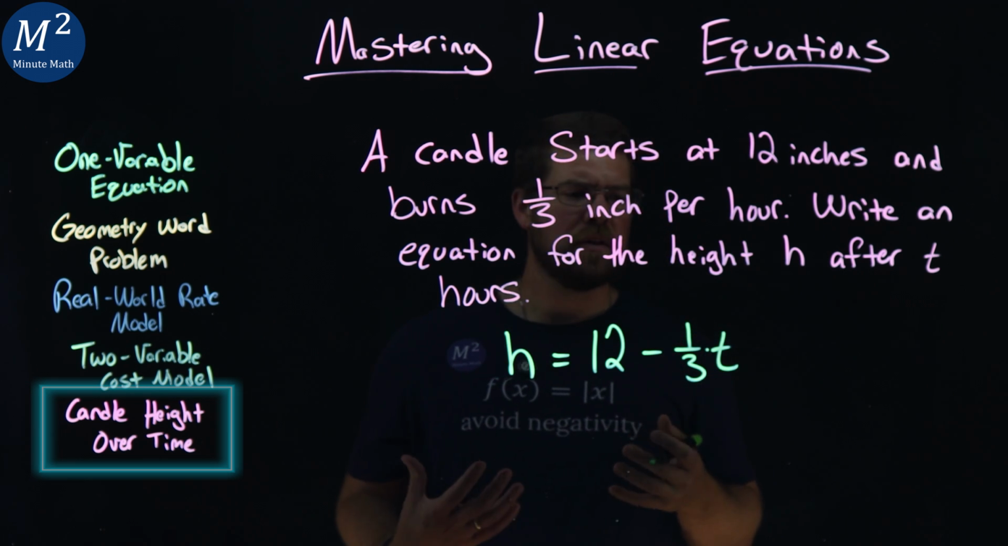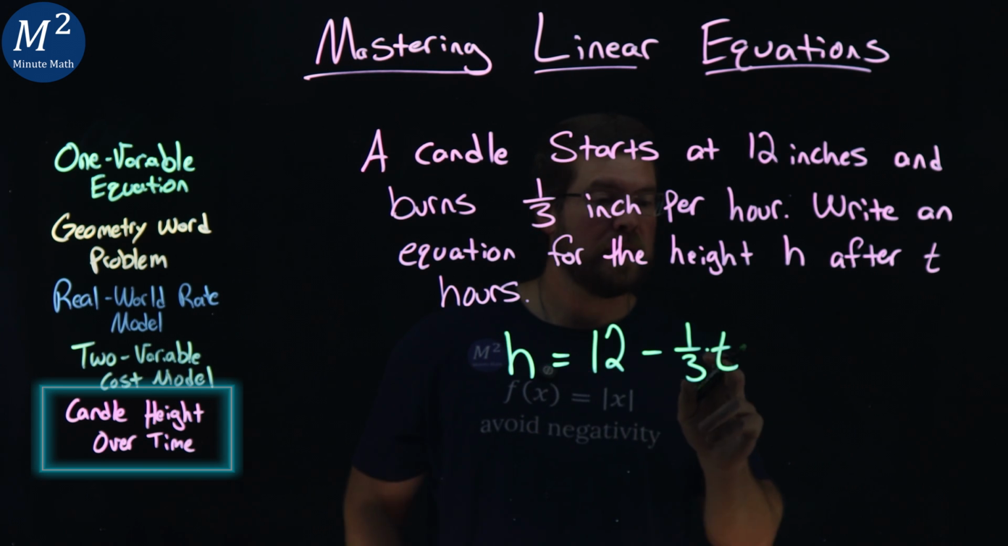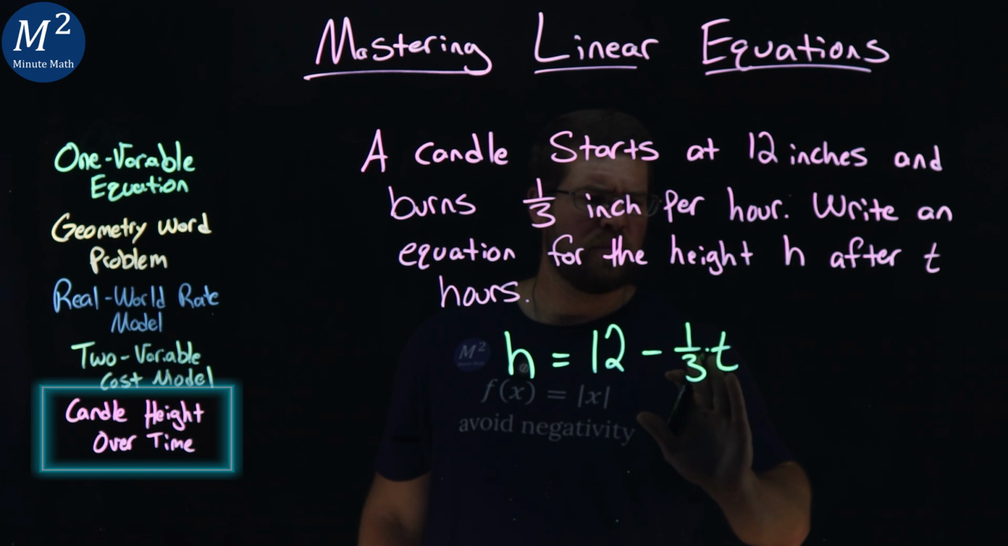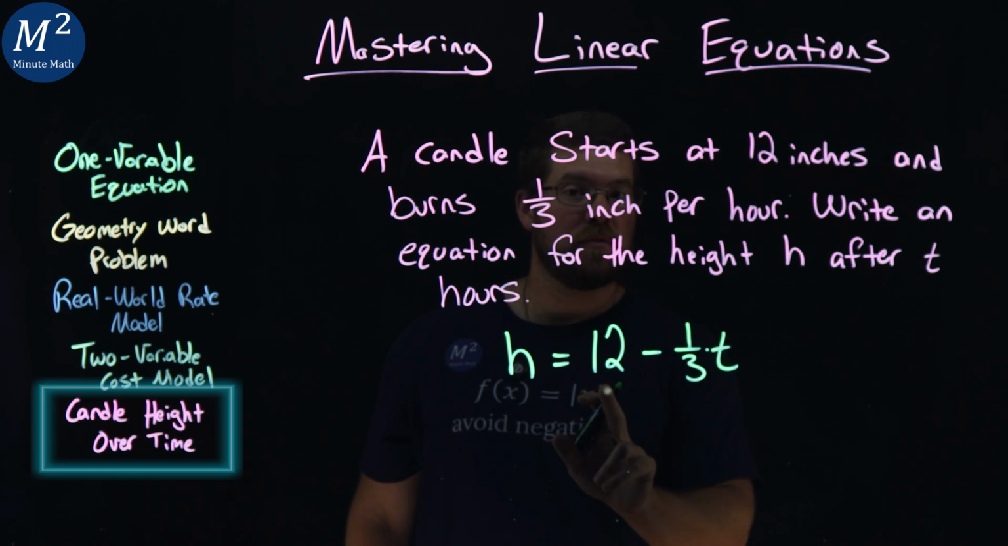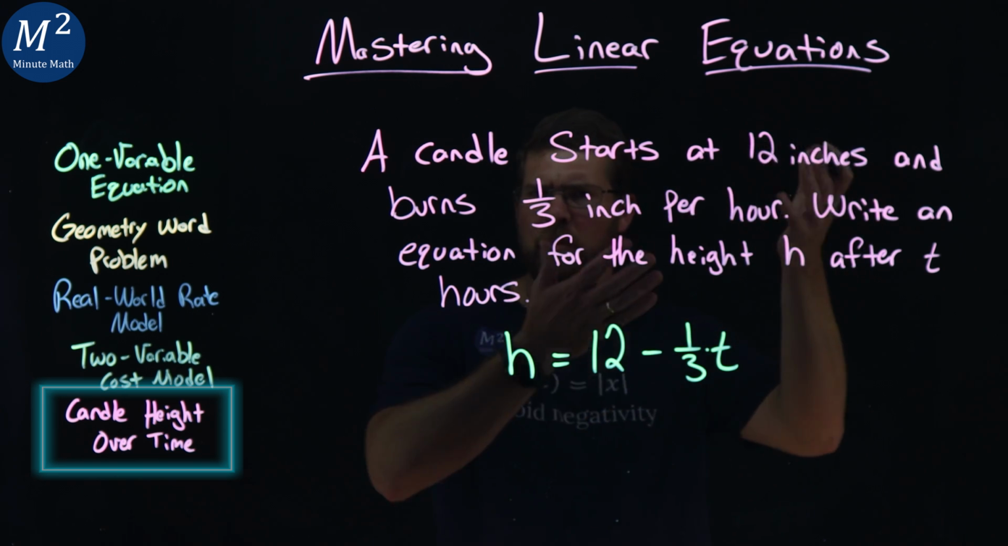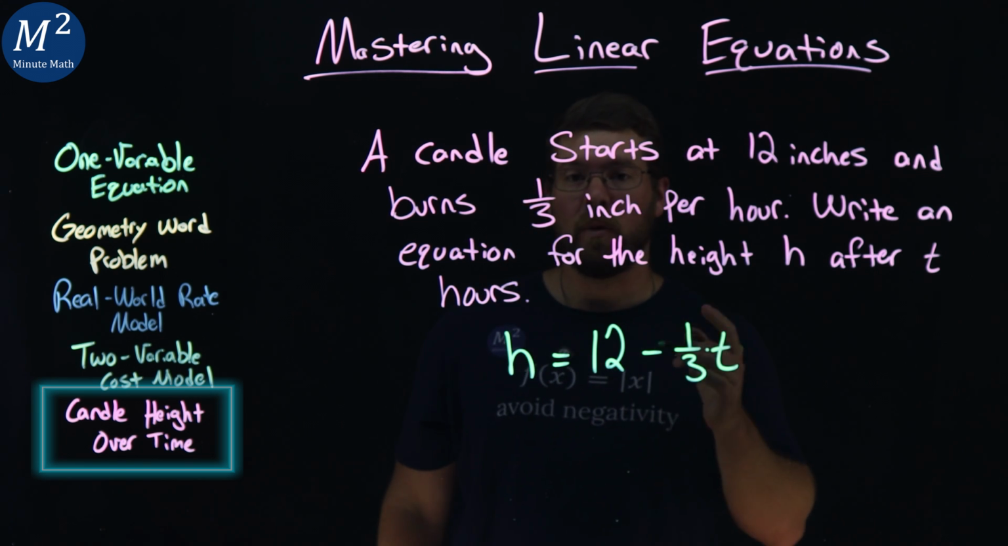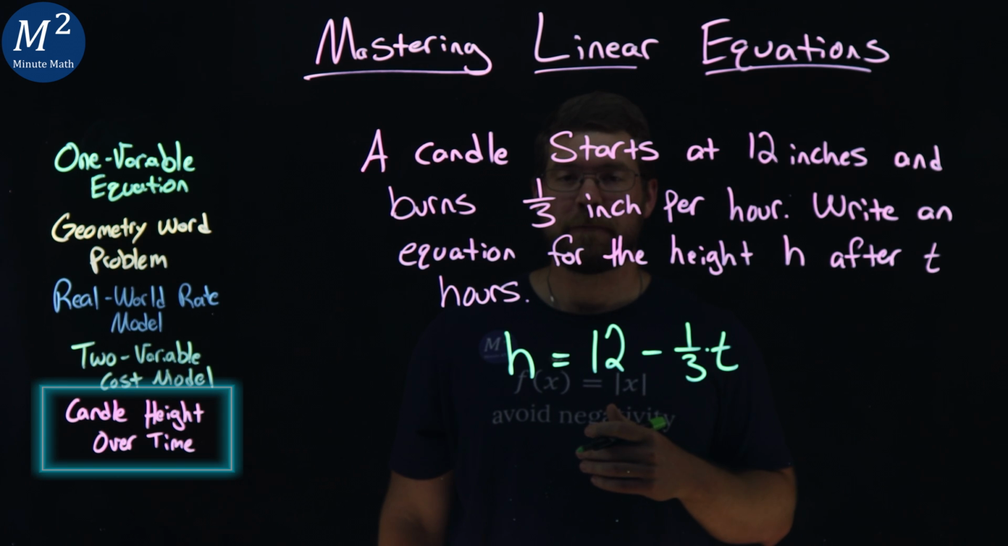And what kind of makes sense here is at 0 hours right at the beginning, if 0 was in for t, that would delete this whole thing, right? 0 times 1/3 is 0, and we still have a height of 12 inches, which we should have from our problem. So again, our equation is h equals 12 minus 1/3 times t.